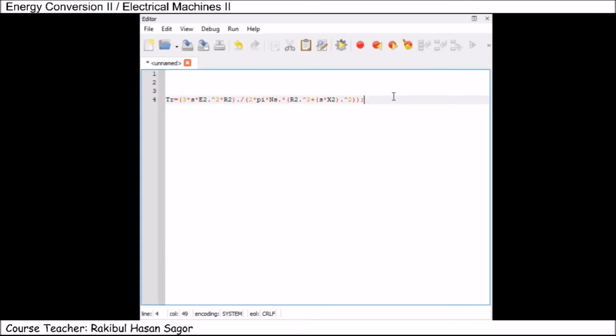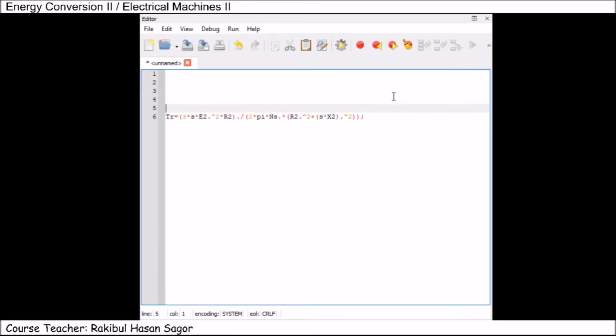Well, this is the editor panel of Octave. I have written the equation for tau r, that is 3 by 2 pi NS into s E2 prime square into R2 divided by R2 square plus X2 prime square.